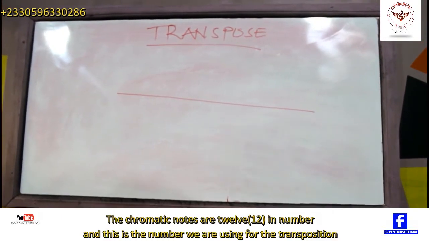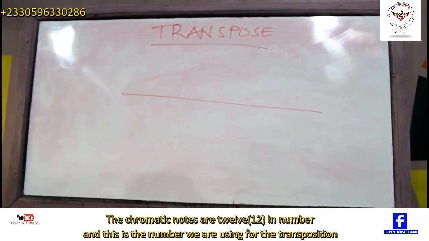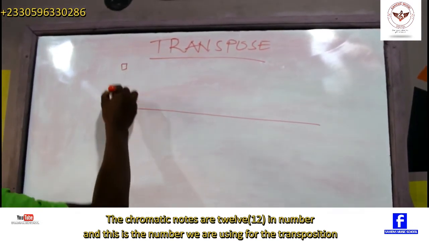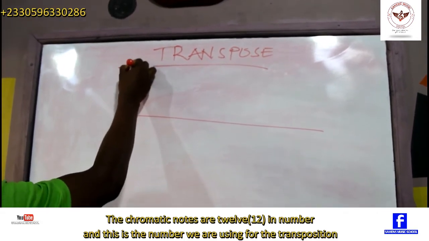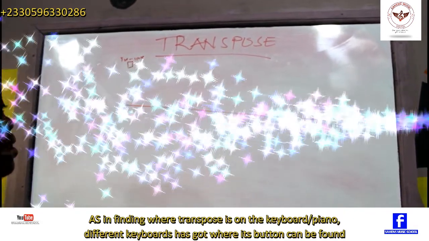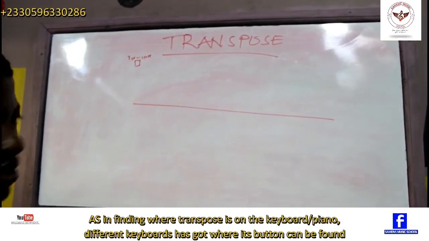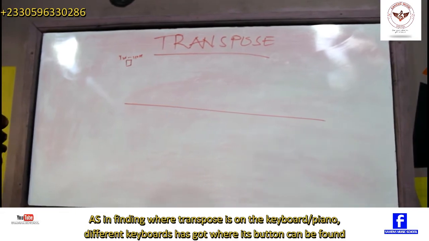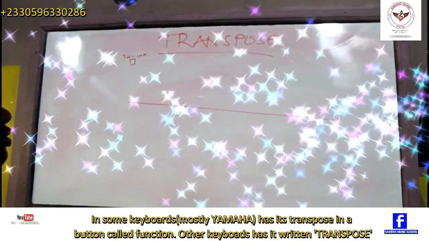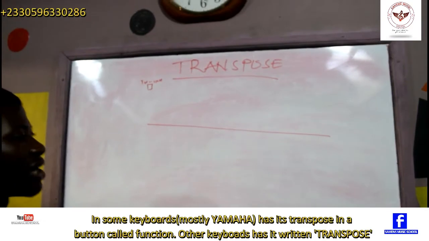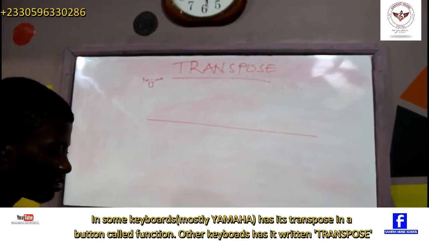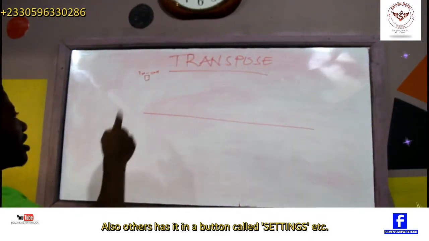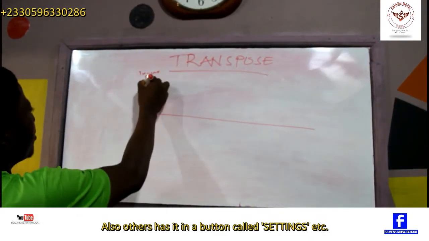On the keyboard, we have a certain button with transpose written on it. It depends on the keyboard we are using. In Yamaha keyboards, we have it under function, and I will display it for you to see. In some keyboards, we have settings, and if you press on it, you see transpose there. There are many other ways you can identify it. When you click on the transpose, the first number that will appear is 0.